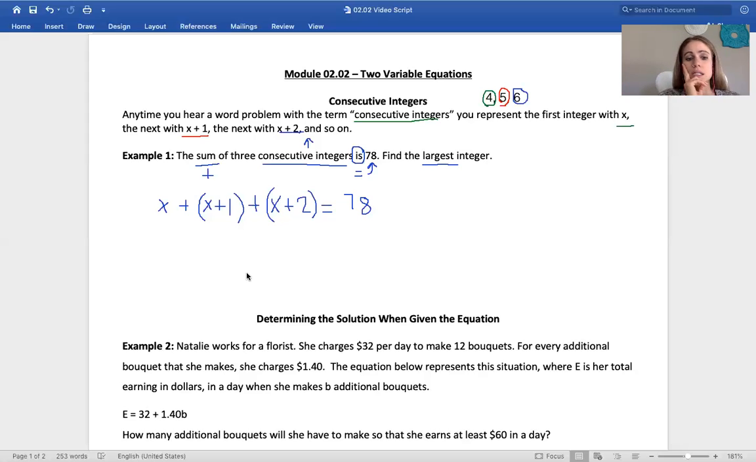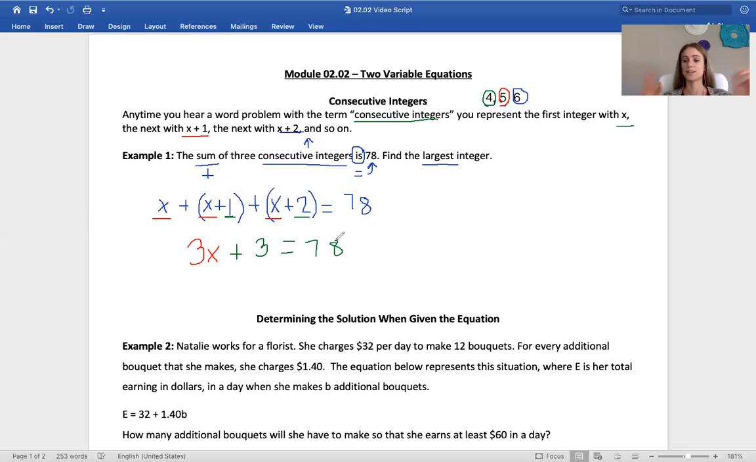All right. So when I look at this problem, we just discussed the parentheses. I don't have any exponents. I don't have any multiplication. All I have is addition. So let's make sure we add our like terms. We have our like terms of our x's. Well, we have 1, 2, 3 x's. And then we have the like term of our constants, so our numbers, 1 and 2. Well, 1 plus 2 is 3, and that's equal to 78.